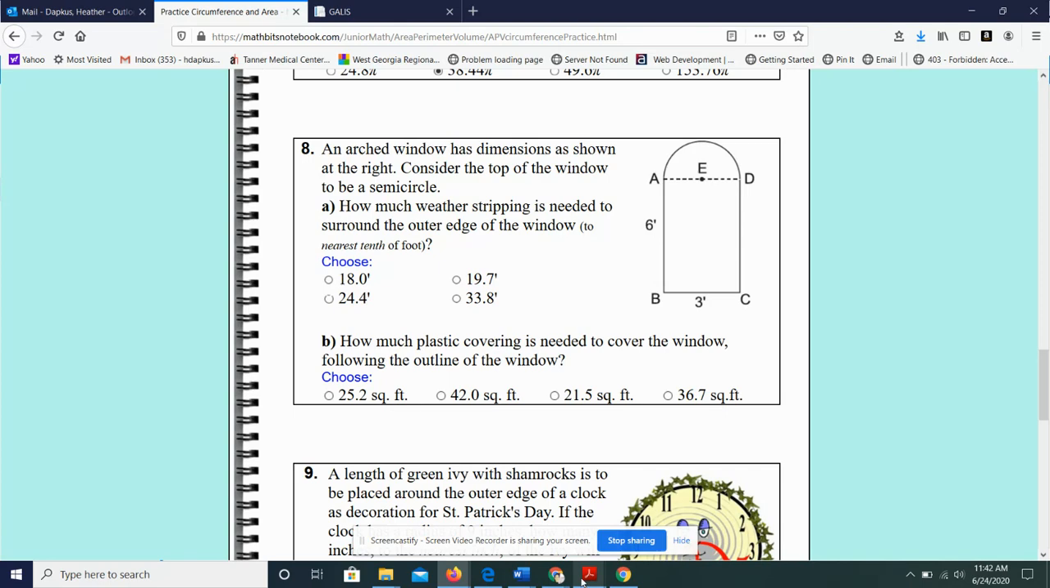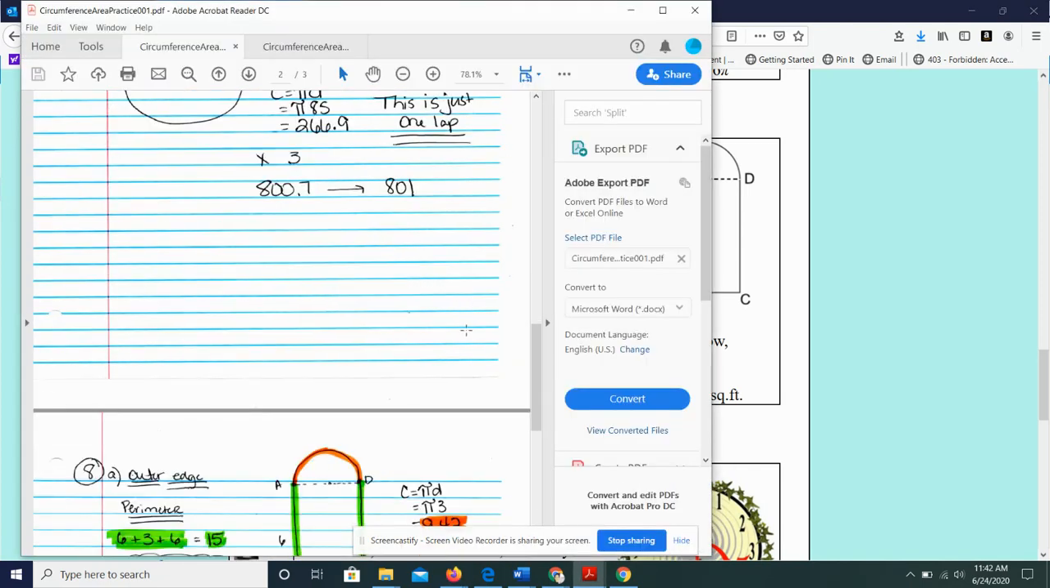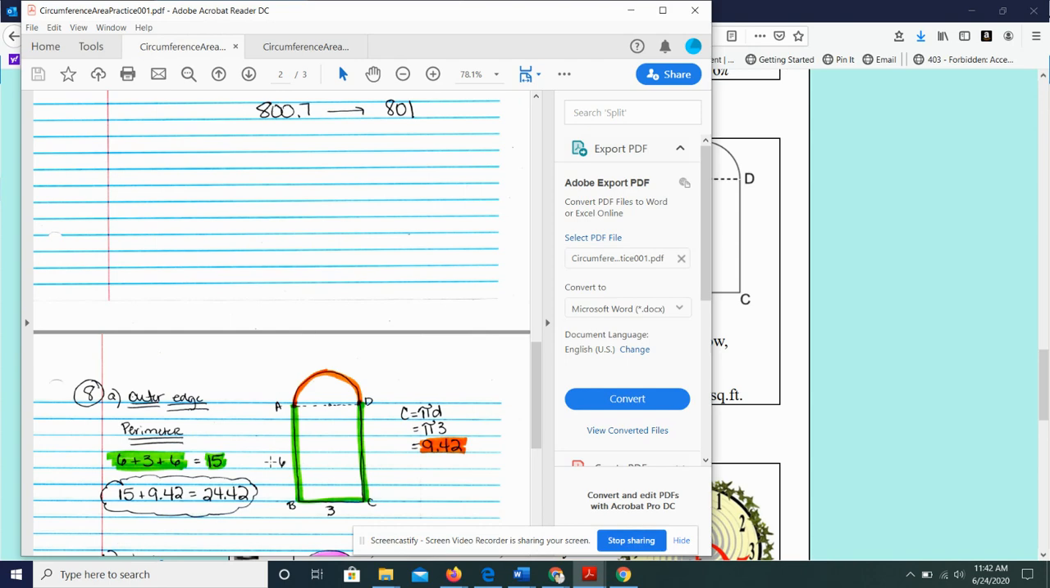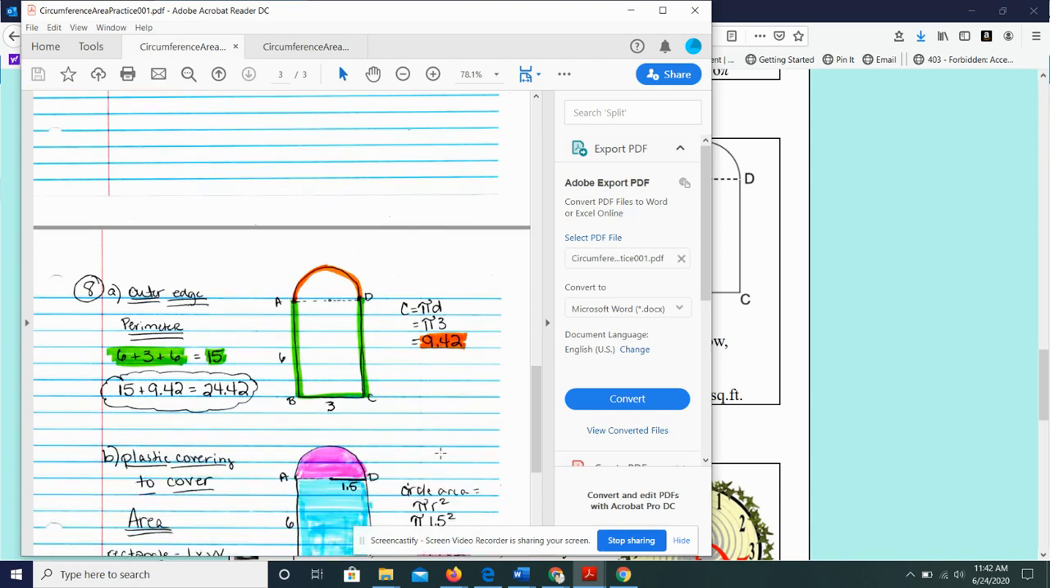So let's come back over here where I worked this. And let's see. Okay, so the outer edge, perimeter of this I did in green. We know this is 6, we know this is 3, we know this is 6 because it's right across. So the perimeter of that green section would be 15. We know the circumference, which is what we're looking for here, of a circle is pi times diameter. We know the diameter is 3 because this was 3. So 3 pi is the circumference of this circle. 3 times pi is 9.42.